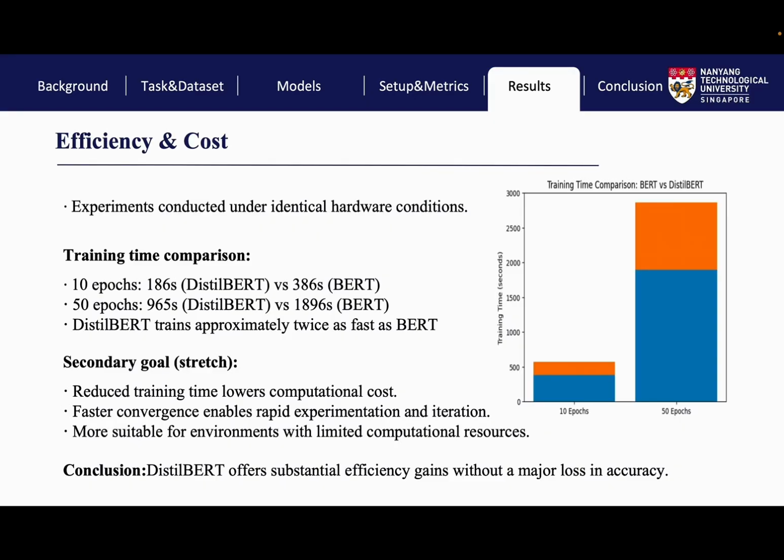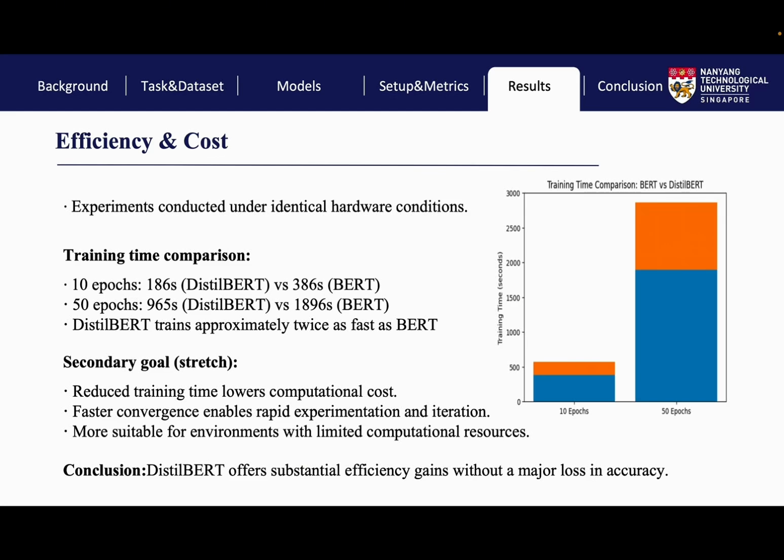On this slide, I focus on the efficiency and computational cost of BERT and DistilBERT. All experiments were conducted under identical hardware conditions, so the comparison is fair and directly comparable. In terms of training time, DistilBERT shows a clear advantage. For 10 epochs, DistilBERT completes training in 186 seconds, while BERT requires 386 seconds. When scaling up to 50 epochs, DistilBERT takes 965 seconds compared to 1,896 seconds for BERT. Overall, DistilBERT trains at roughly twice the speed of BERT.